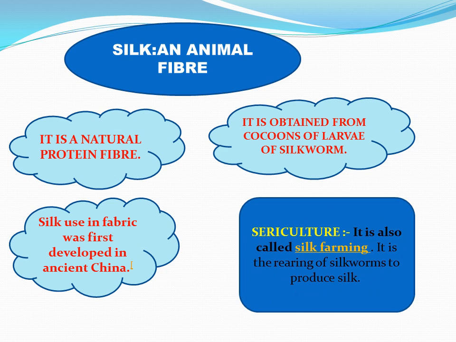The process by which we obtain silk is sericulture. It is also known as silk farming. It is the rearing of the silkworm to produce silk. In this, the silkworms are reared, that is, they are developed and taken care of, and then from these silkworms we produce silk.